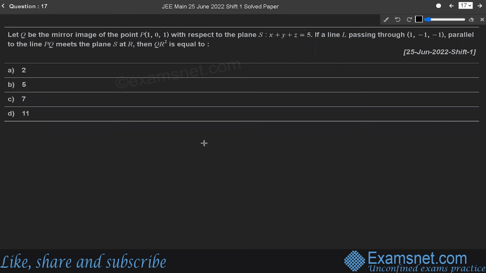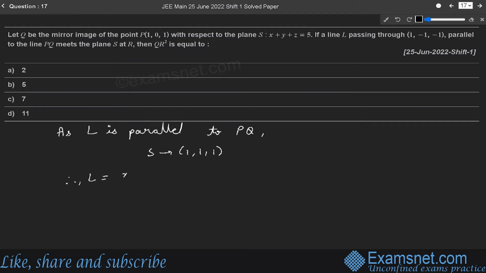Next question is, let Q be the mirror image of the point P (1, 0, 1) with respect to the plane S, x plus y plus z is equal to 5. If a line L passing through (1, -1, -1) parallel to the line PQ meets the plane S at R, then QR square is equal to. We know that L is parallel to PQ. Therefore, the direction ratios will be 1, 1, 1.